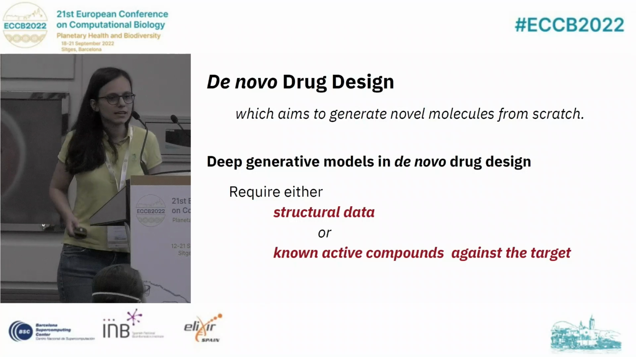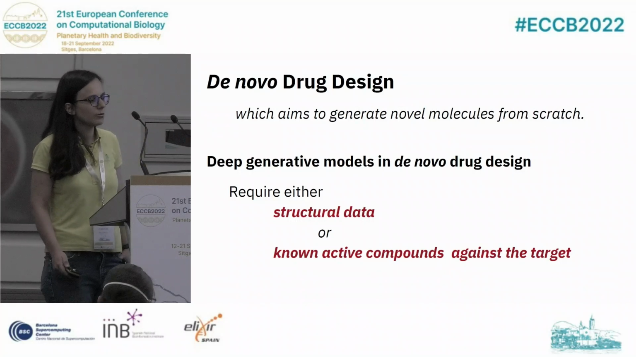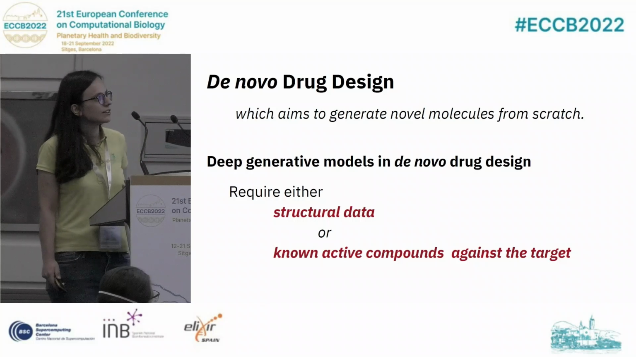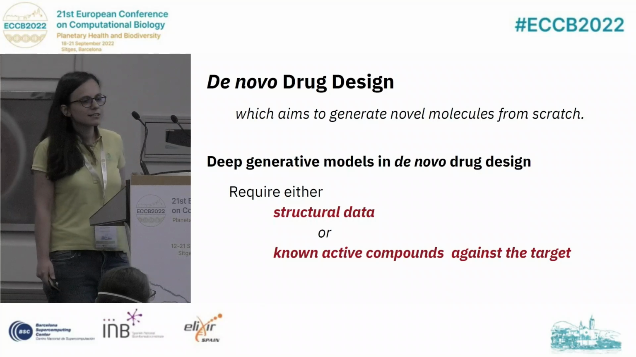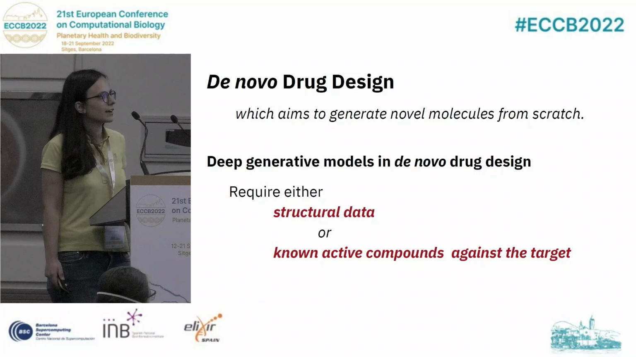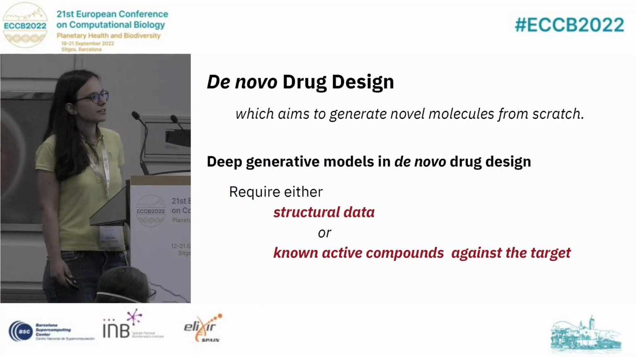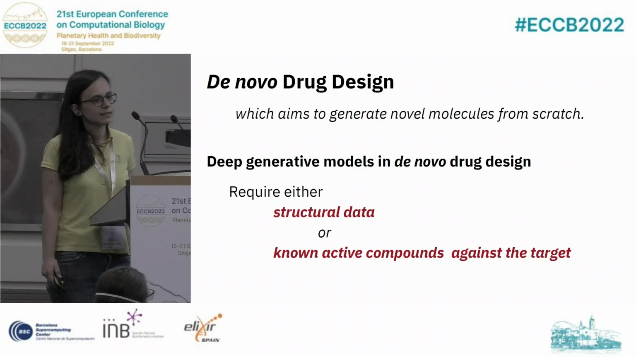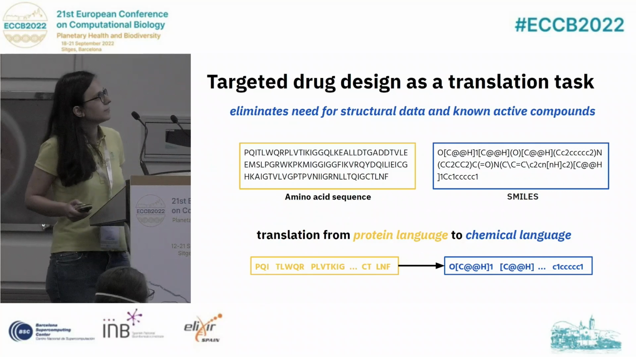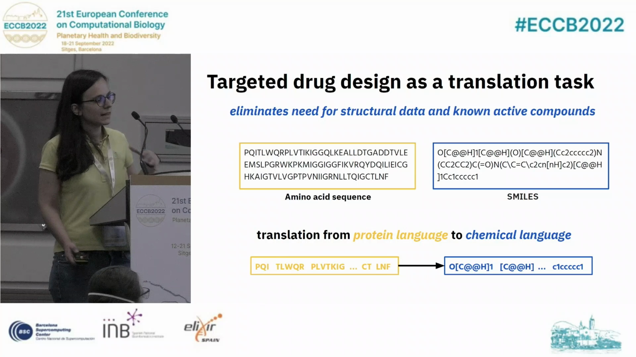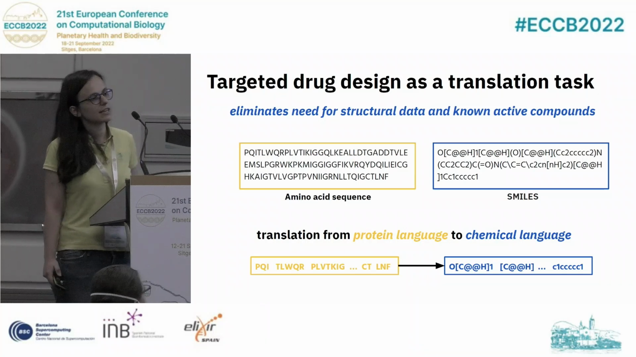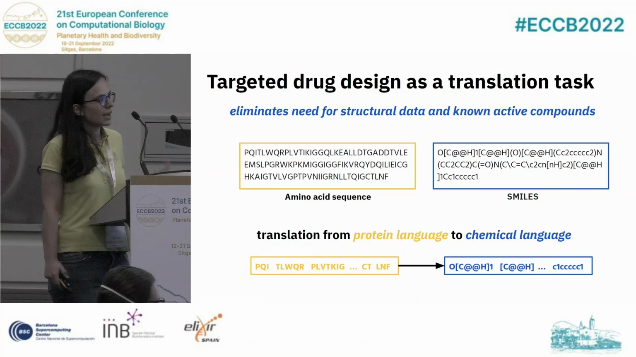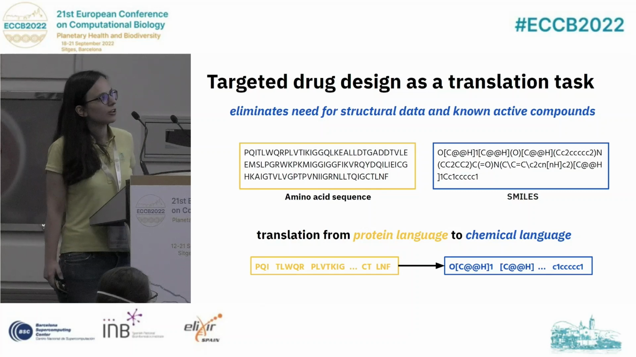De novo drug design is one of the computational approaches which allows navigating the chemical space efficiently by generating novel compounds from scratch. Recently, deep generative models have been applied in de novo drug design, and these models require either structural data or known active compounds towards the target of interest to be able to generate target-specific compounds. However, such information may not be available for some proteins, especially novel ones. So in this study, we approached the targeted drug design task from a language perspective and formulate this task as a translation from protein language to chemical language, thereby eliminating the need for structural data and known active compounds.